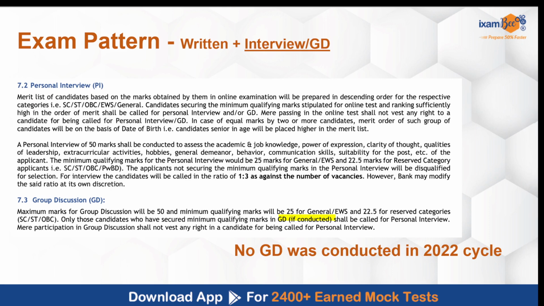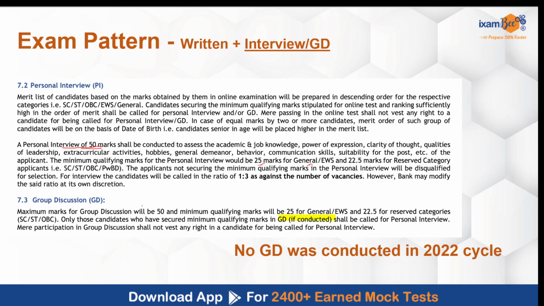Then moving on to the next part, that is the interview and GD. They have mentioned a personal interview of 50 marks that will be held, where the minimum criterion is that you should have minimum qualifying marks of 25 marks in case of general category, right? And the people who will be called for the interview will be in the ratio of 1:3. For every 1 vacancy, 3 candidates are likely to be called for the interview.